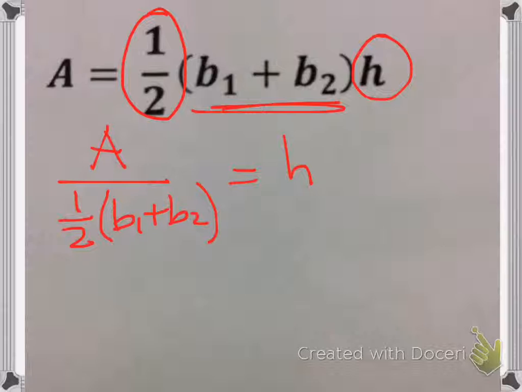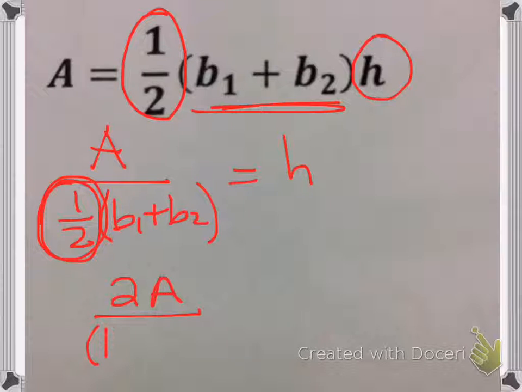The only thing that it looks like I can simplify here is to get that fraction. Instead of dividing by 1/2, I can flip that upside down and multiply by 2 over 1. So I actually end up with 2a. I don't have to show the 1 on the bottom, so I can just do b1 plus b2 on the bottom equals h.